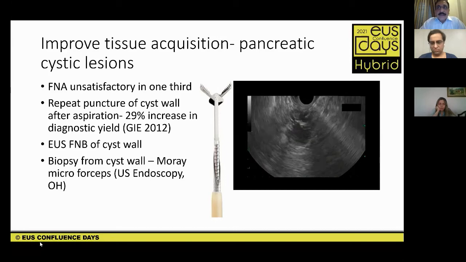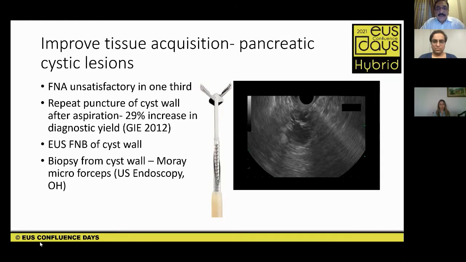While we are talking about the solid lesion, we always fell short of the figures which we get in solid lesion when we are looking at cystic lesions, especially when pancreatic cystic lesions are concerned. So how do we improve the tissue acquisition by different methods in this? One of them that has been tried is, after complete aspiration of the cyst, repeat puncture and use of FNB, which in these circumstances improves the tissue yield significantly.